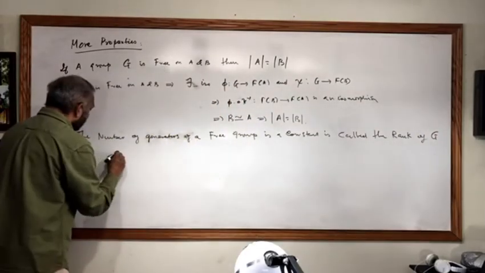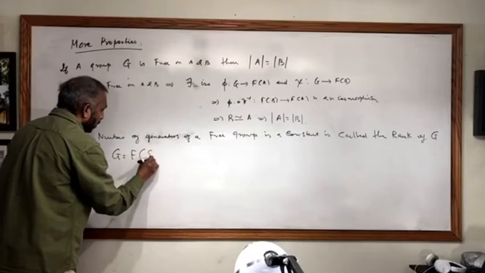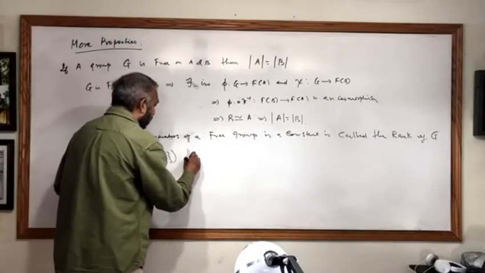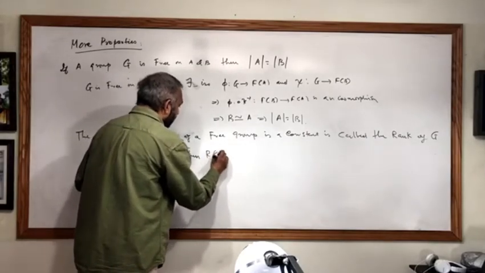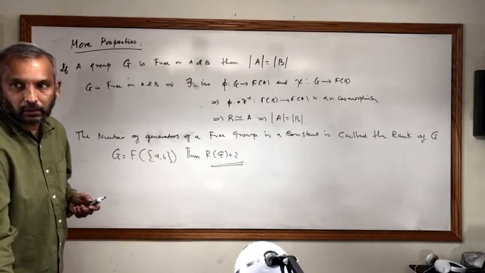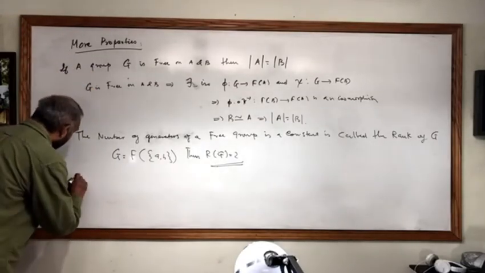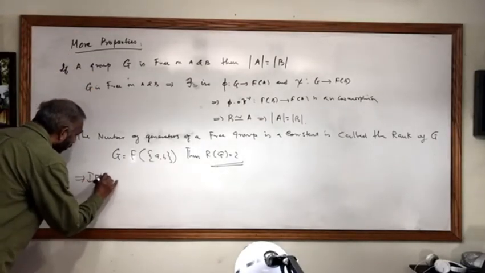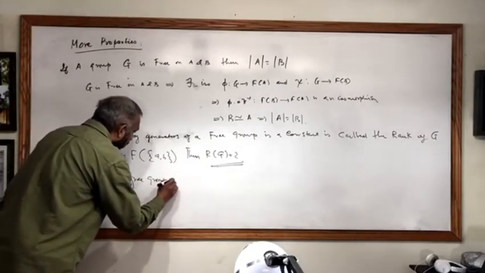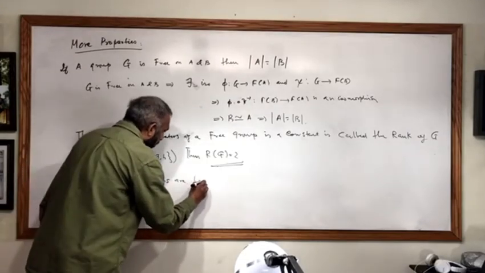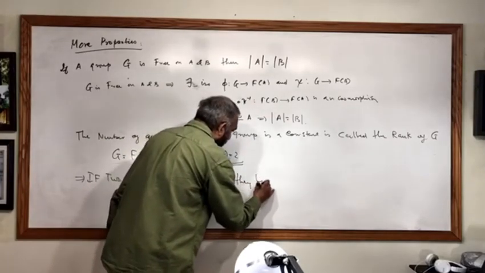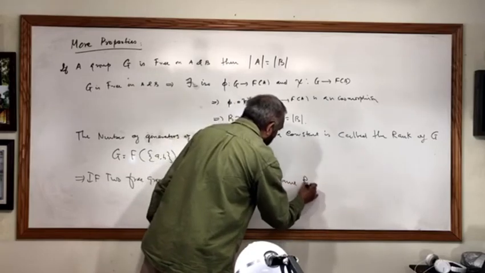Suppose, for example, G is generated by a and b, then the rank of G is equal to 2. And this also implies that if two free groups are isomorphic, they have the same rank.